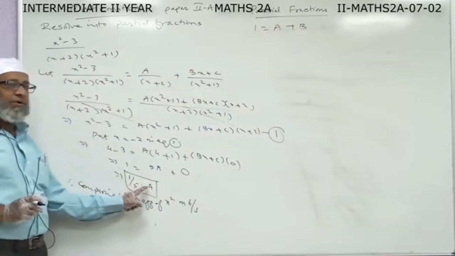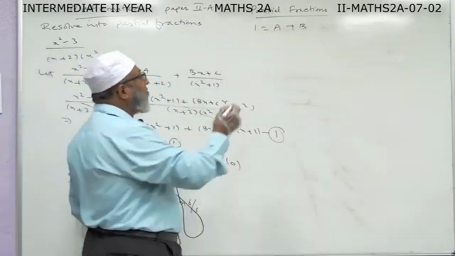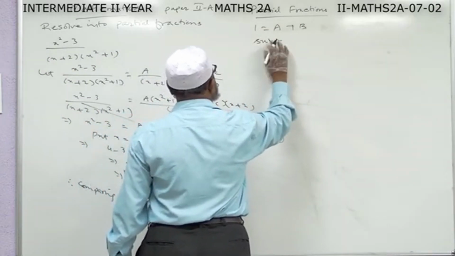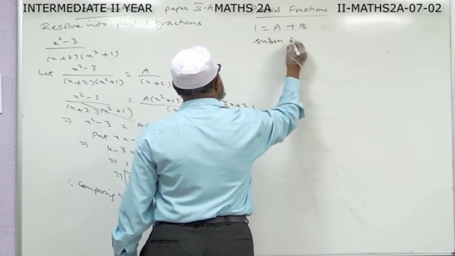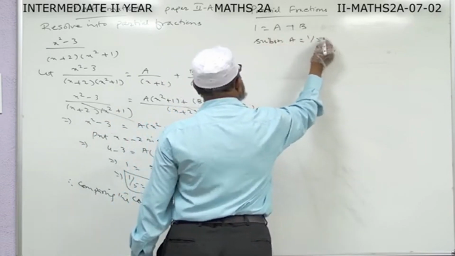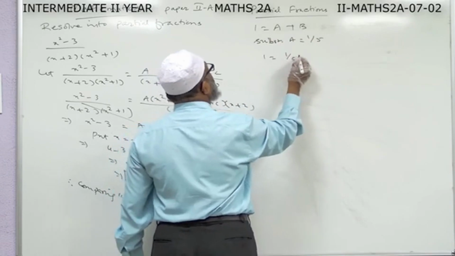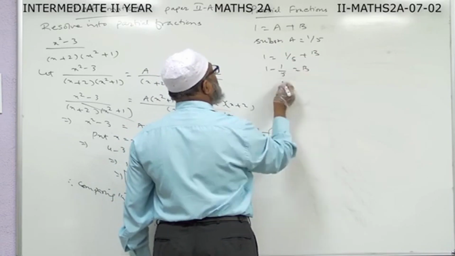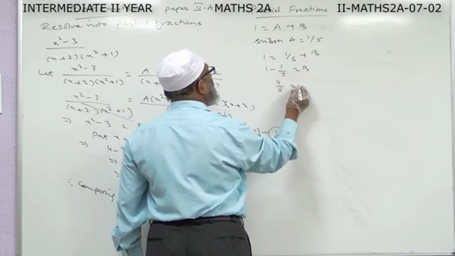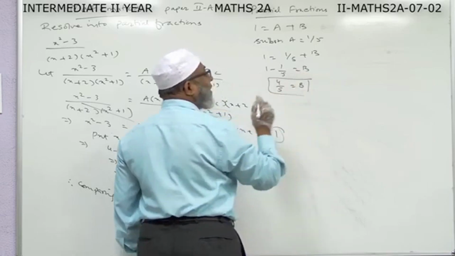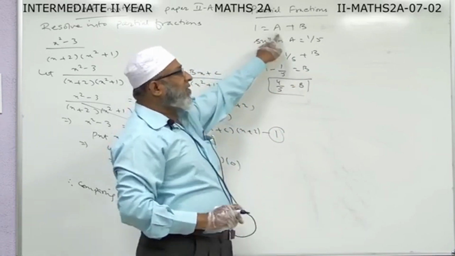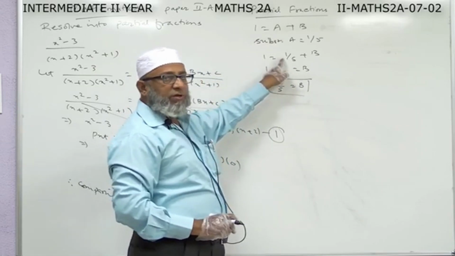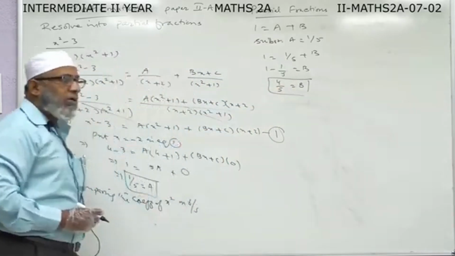I am having the value of a as 1 by 5. If I substitute here, what happens? Substituting a is equal to 1 by 5, this is nothing but 1 is equal to 1 by 5 plus b, or 1 minus 1 by 5 is equal to b. Transferring 1 by 5 to the other side, 1 minus 1 by 5 is equal to b. Taking LCM, 5 minus 1 is 4, so 4 by 5 is equal to b. So I got the value for b also.